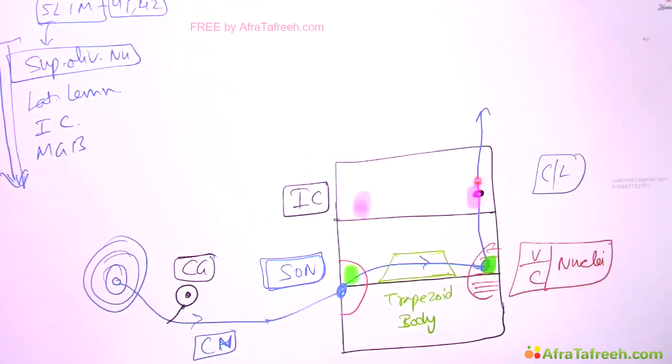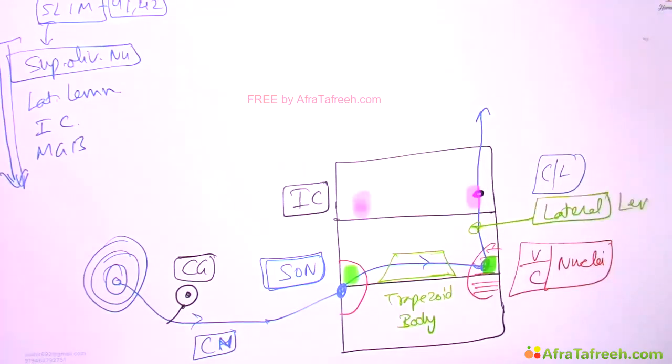And what is the communication between the superior olivary nucleus and the inferior colliculus there? This is called the lateral lemniscus. Why is it called lateral lemniscus? What is a lemniscus? Lemniscus is a bundle of axons. And why is it lateral? Because it is running away from the midline. If it was running near the midline, it would be medial lemniscus.